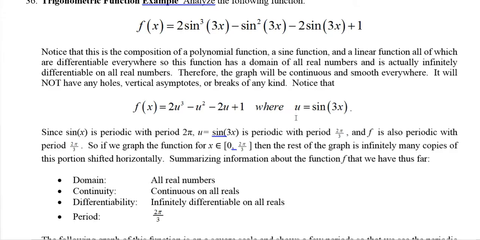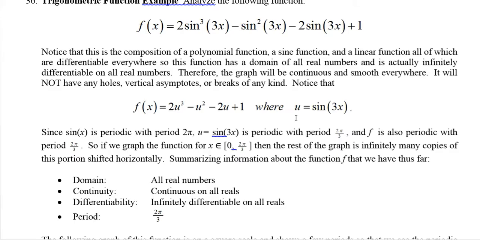There's nothing that would cause division by 0. There's nothing where we get 0 to the 0 power, or any of the other things that might give us the square root of a negative. None of that stuff comes up. So the domain here turns out to be all real numbers.